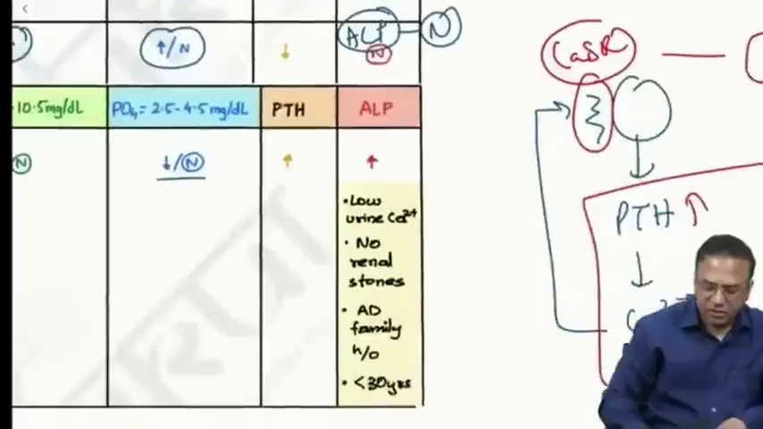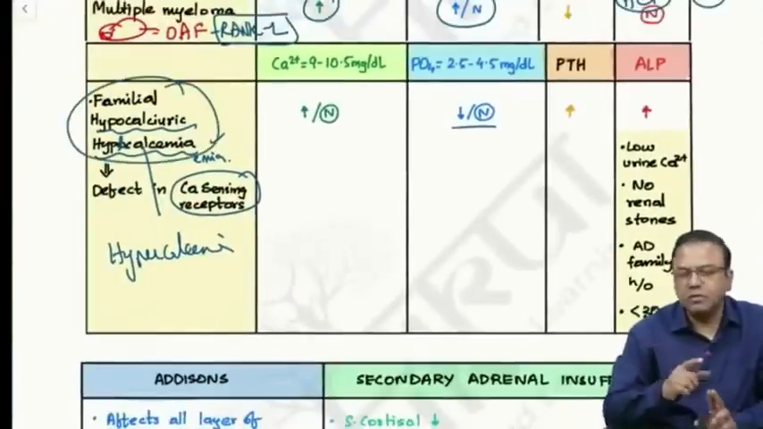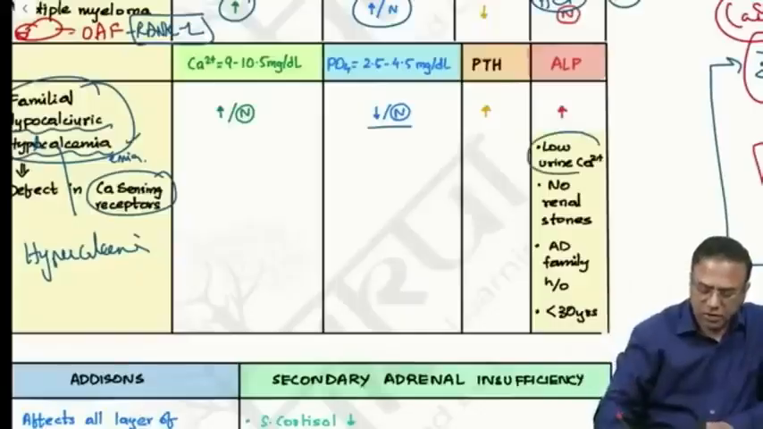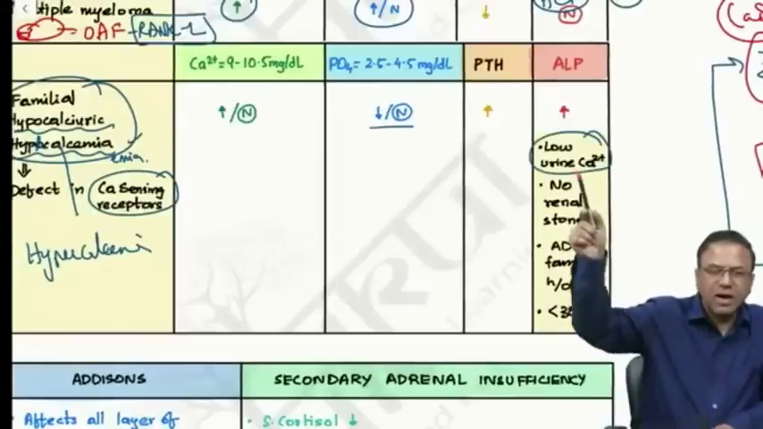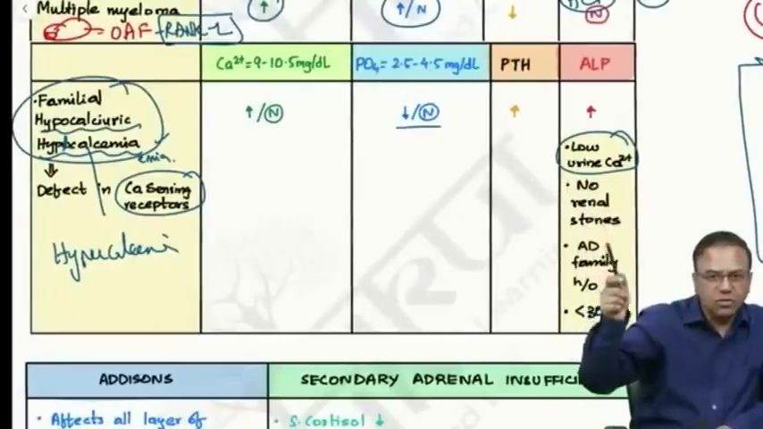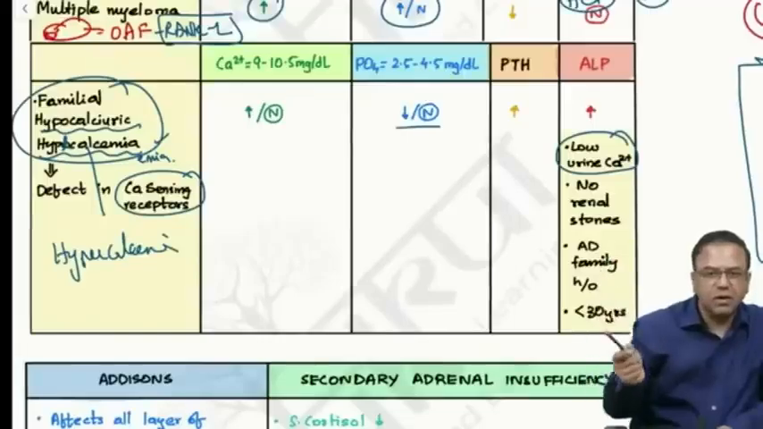So the defining features for us, FHH: number one, typically this will present below 30 years, whereas primary hyperpara will be above 30 years. Second is the mention of low urine calcium or a low urine calcium to creatinine ratio. That point will highlight to you that this is a patient who's got FHH.